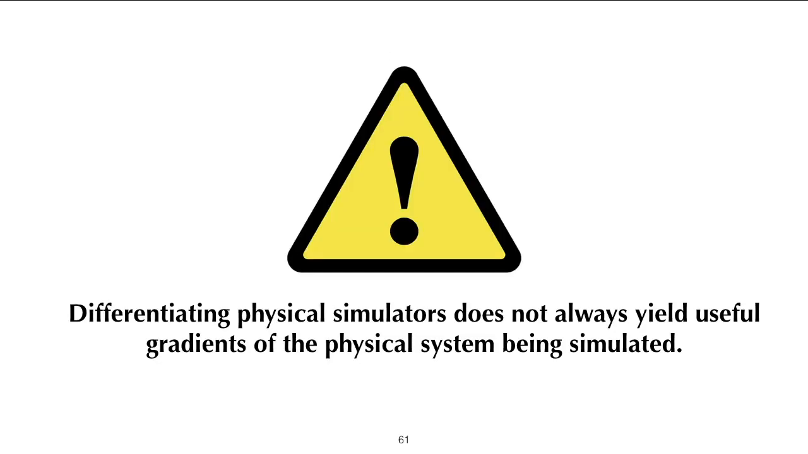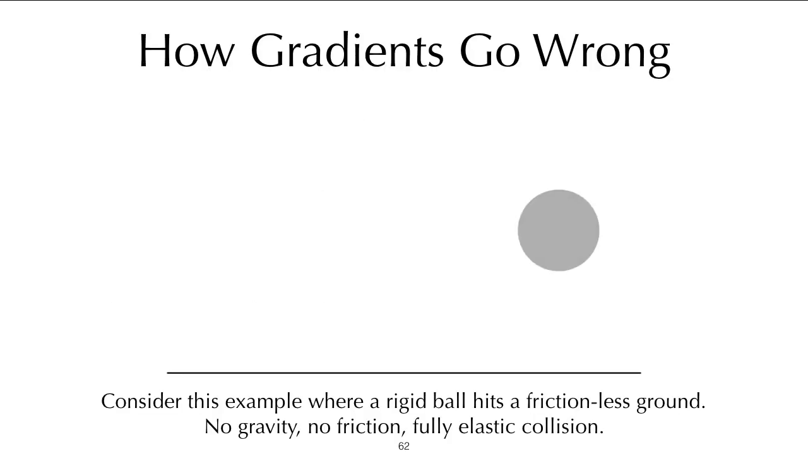There's actually one more interesting thing, which is differentiating physical simulators does not always yield useful gradients of the physical system being simulated. It might be a too long sentence, but let me explain what's happening here. So sometimes the gradients can just go wrong.